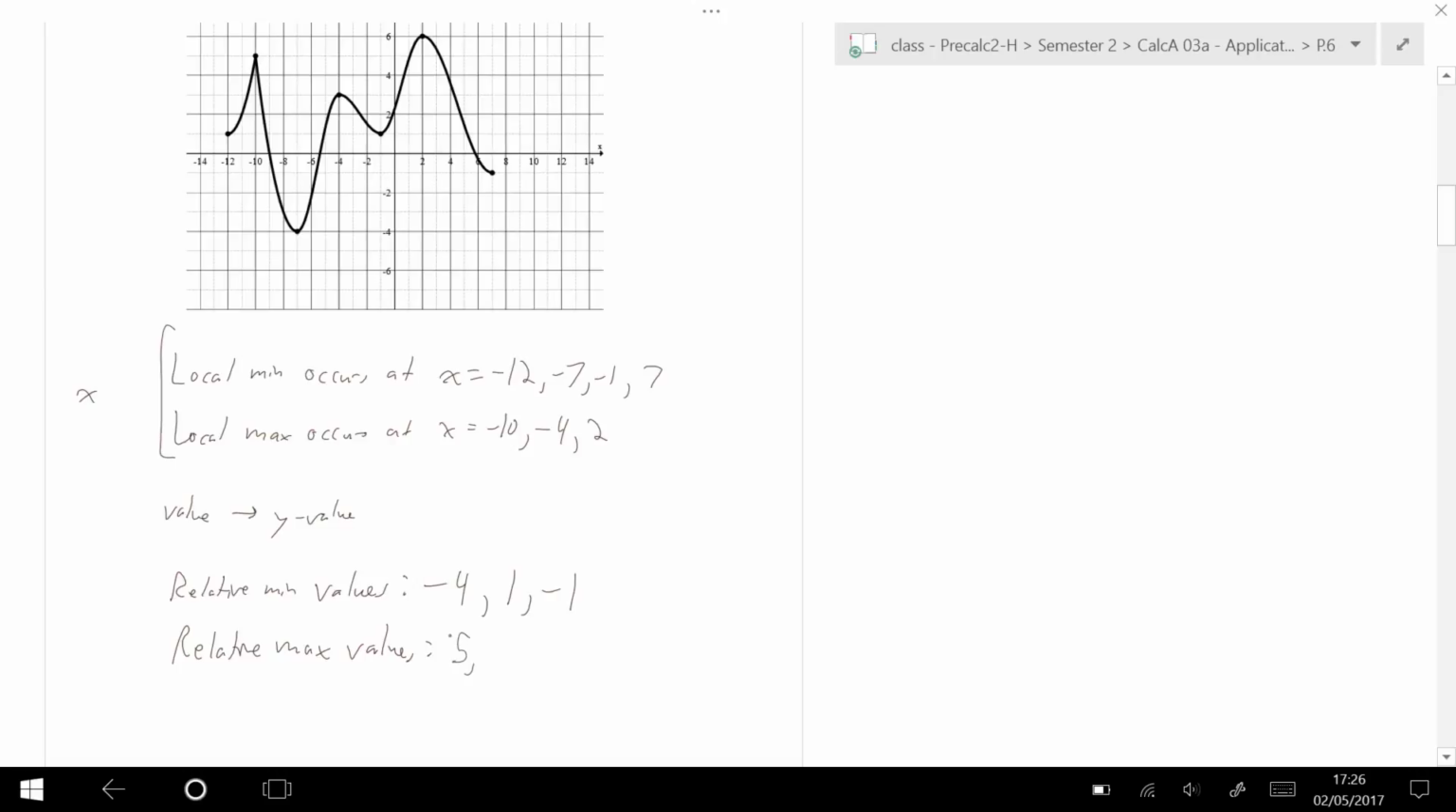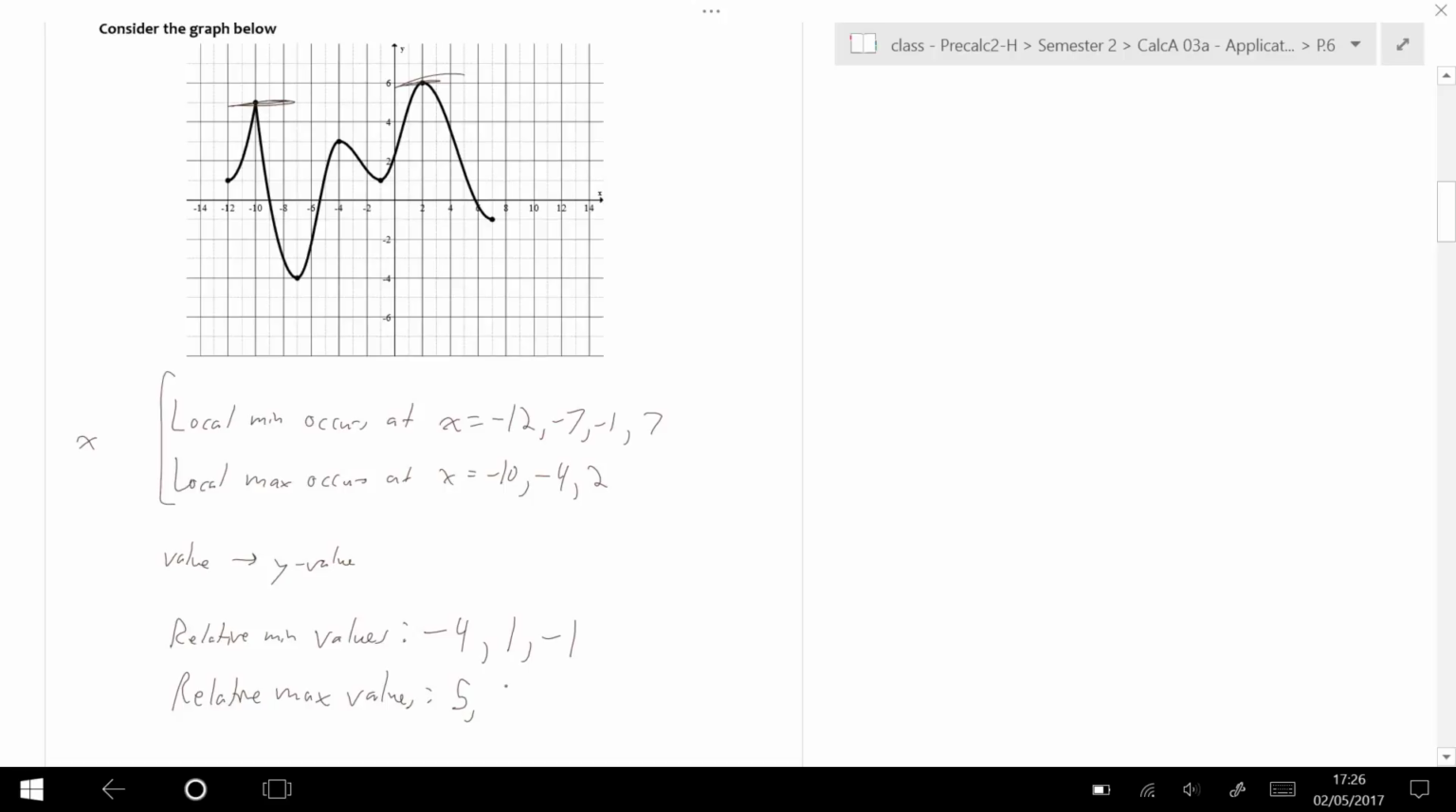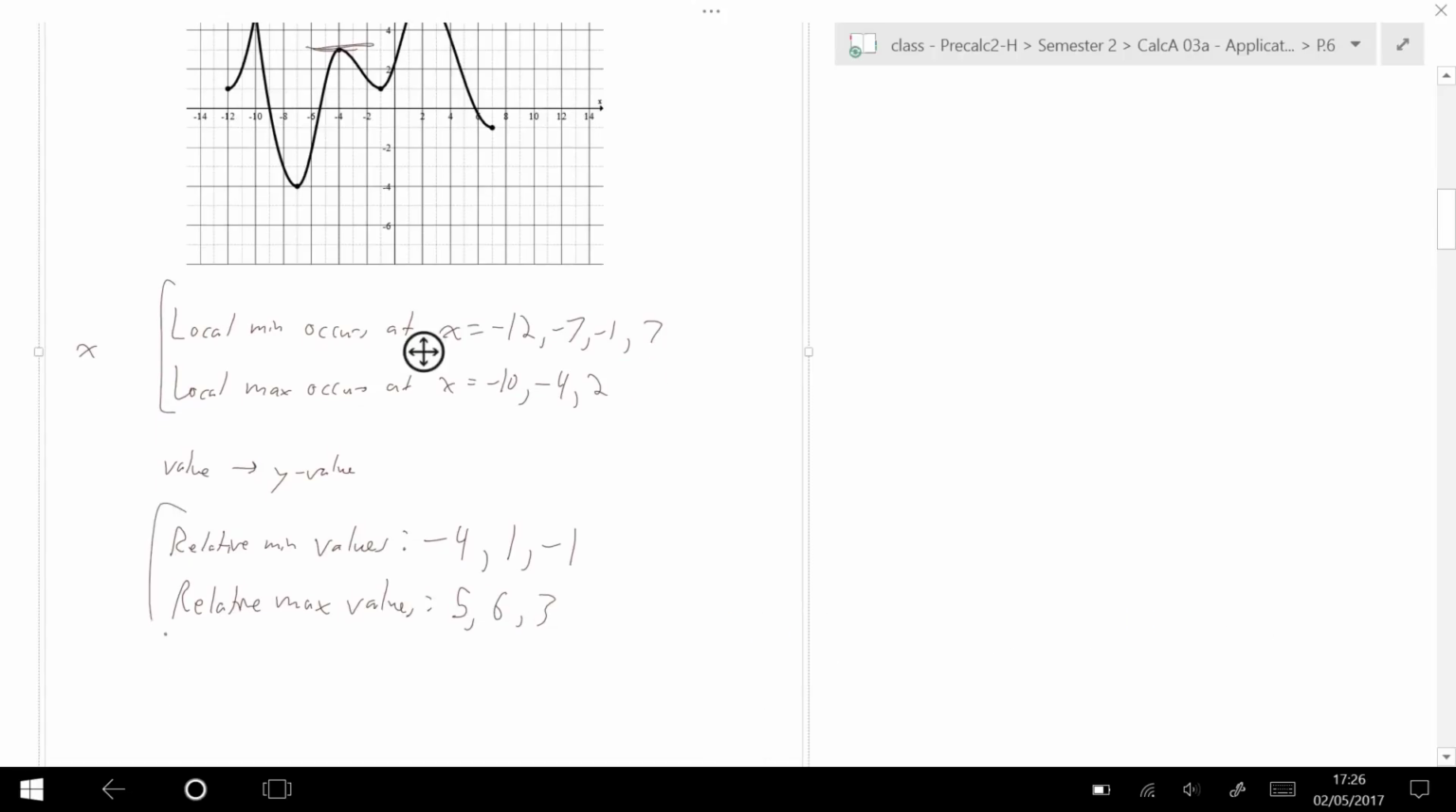So that's a relative max, even though it's a cusp, it's right there. We've got another relative max at 6. We've got a relative max at 3. So 3, 5, and 6. So these would be like my y's.